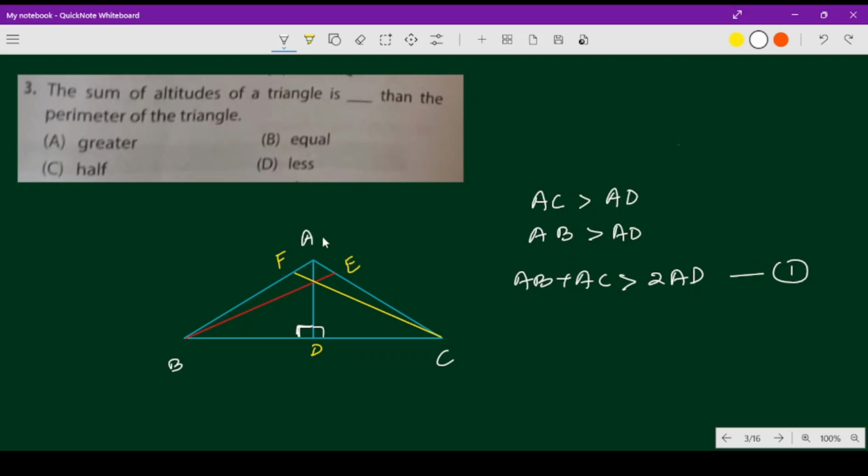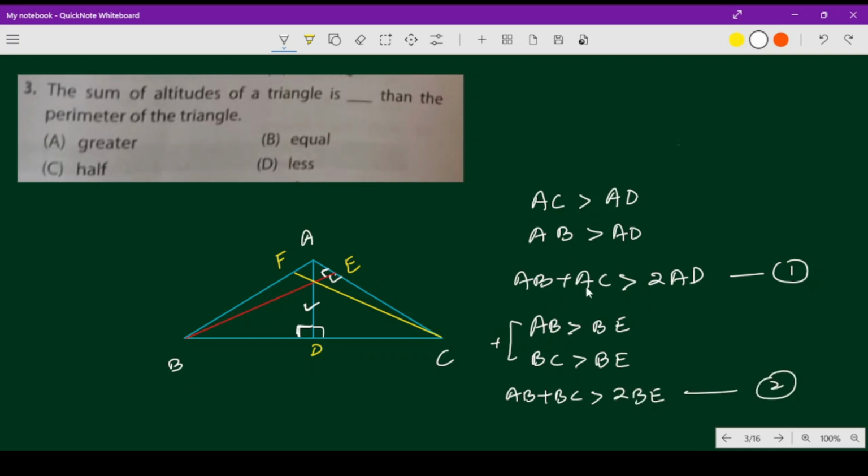Now the same way like we did for this median, if we look at the altitude BE, this is 90. It means the opposite of this is AB, and over here this is also 90, so the opposite of this angle is BC. From these two we can say that AB is bigger than the altitude BE, as well as BC is bigger than the altitude BE. By adding both of these, we'll get that AB plus BC is greater than 2 times BE.